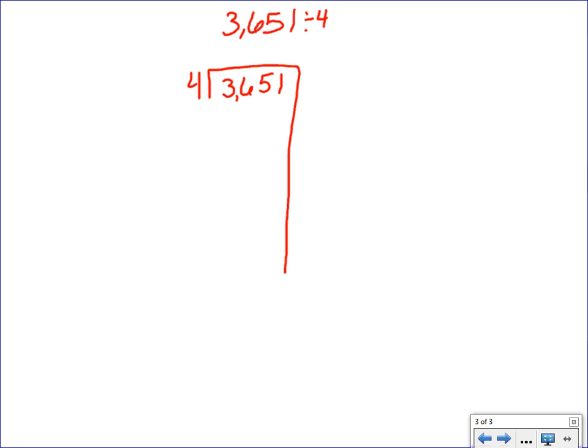But let's look at a 4-digit by a 1-digit. Let's look at 3,651 divided by, I don't know, 4. I'm going to go ahead and set up my equation here. And then I'm going to come over here and list my 4 facts all the way up to 4 times 10.